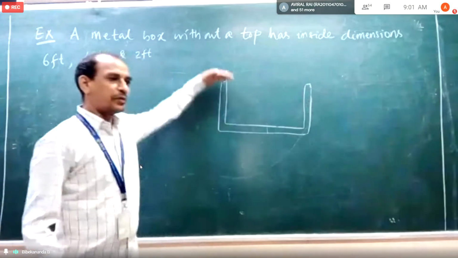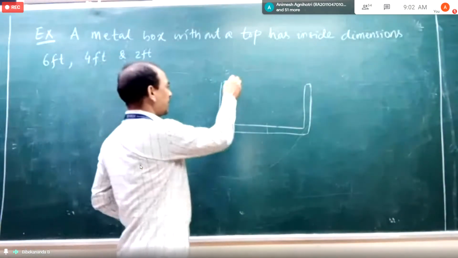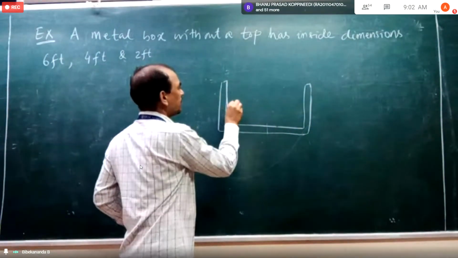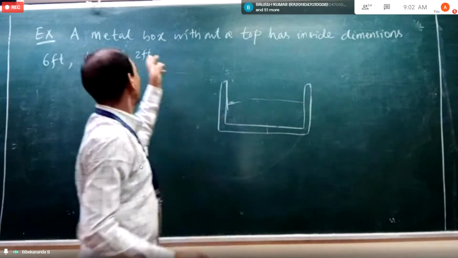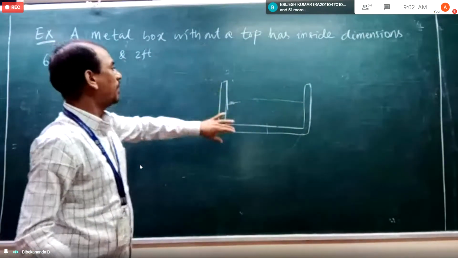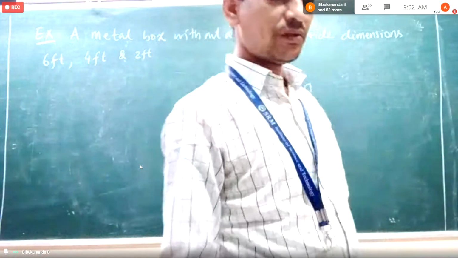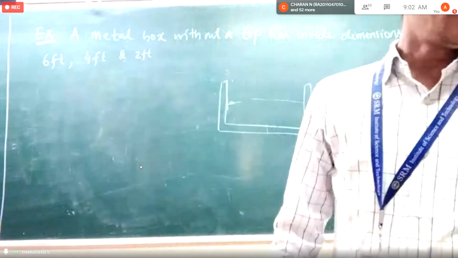Okay, the upper top is open, and we are having the inner dimension, this inner dimension. Okay, this length, this breadth, and we have three sides, no? So we have height, like that we have three dimensions. Okay, inner side.